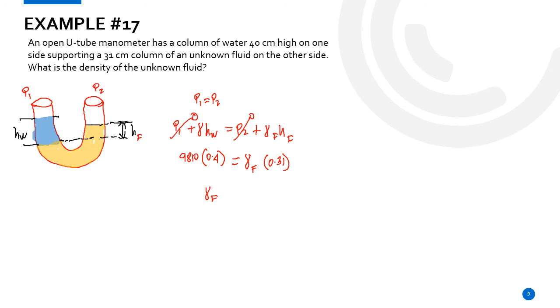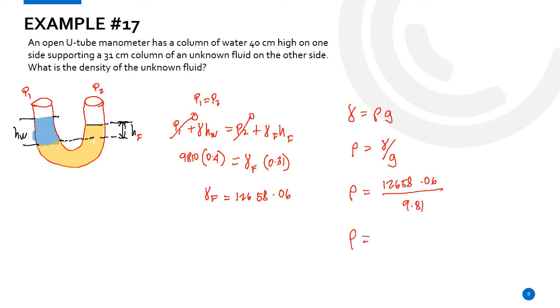So makuha na nato ang specific weight ni fluid which is equal to pila man? So 9810 times 0.4 divided by 0.31. 12658.06. Okay? Mao na specific weight ni fluid. Unya, ang gipangita man niya is density. Di ba kabalo man ta nga specific weight is equal to density times gravity. So density is equal to specific weight divided by gravity. So density is equal to 12658.06 divided by 9.81. So density nato sa fluid karon is equal to 1290.